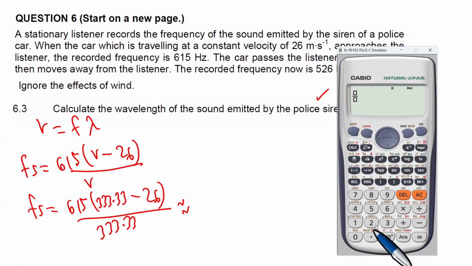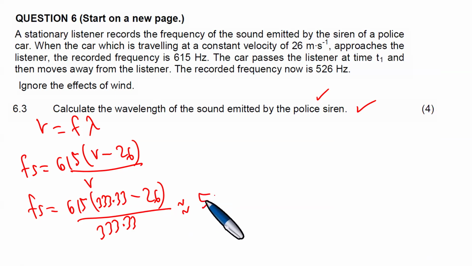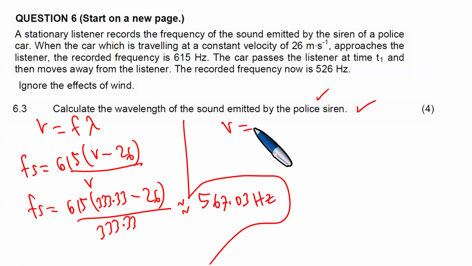That would be the same as 615 times 333.33 minus 26 over 333.33, which is 567.03 hertz, which means V is F lambda, with V equal to 333.33.